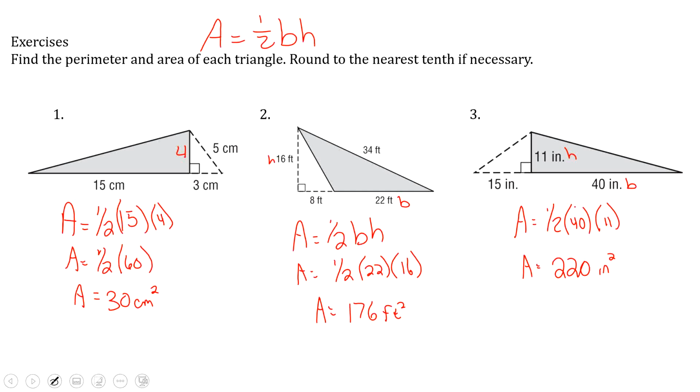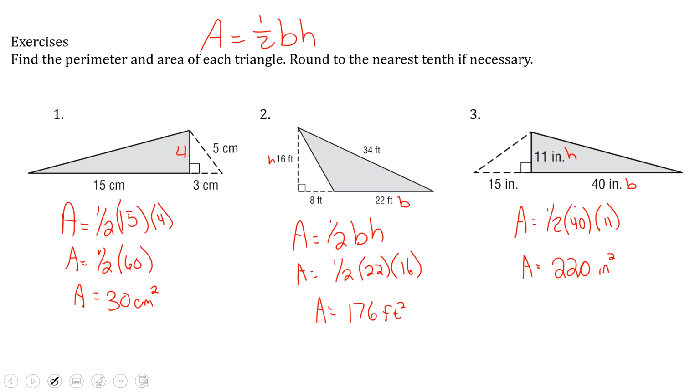1/2 the base times the height. So we look at it, we had to figure out the height of our first triangle, but we noticed right away we have a 3, 4, 5 triangle. The right triangle, the base is 3, the hypotenuse is 5, the height, the other leg has to be 4. So we get an area of 30 centimeters squared for number 1.